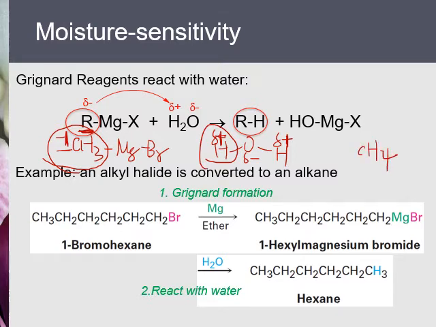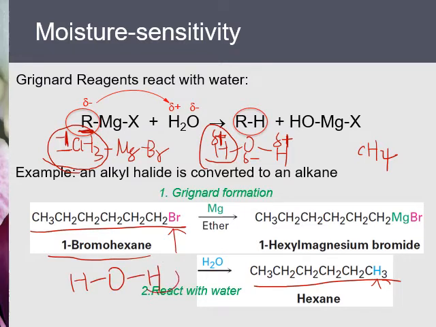And therefore, if the goal is to synthesize Grignard reagent, then the system cannot have water. It's sensitive to water because water will destroy the Grignard reagent. On the other hand, the reaction of Grignard reagent with water can also be used for synthesis. For example, if we want to convert 1-bromohexane into hexane, we need to replace bromine by hydrogen. So one way you may think is just add water.